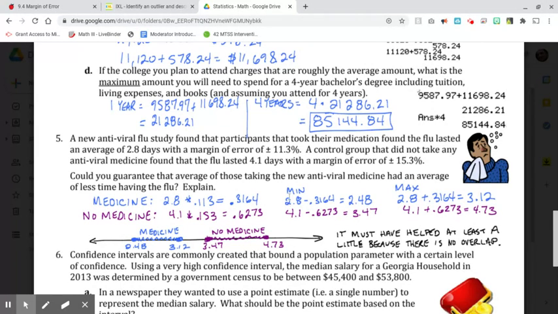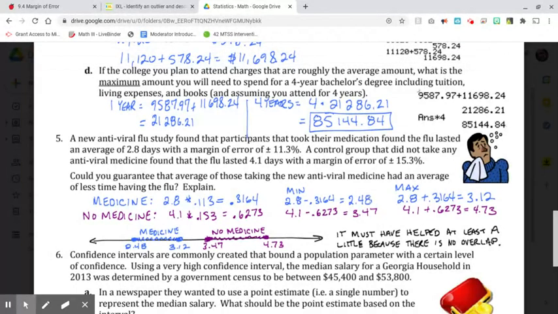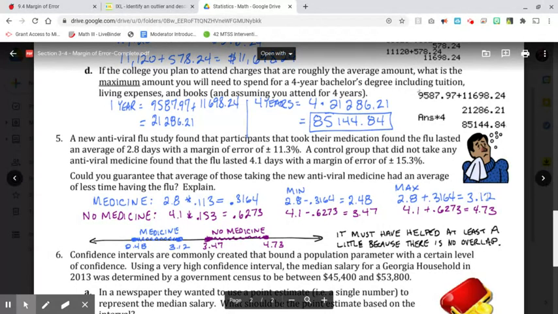So to find the smallest amount of days it could take, we'll do 2.8 minus that number, and we'll get 2.48 days. That's the lowest it could take to get over the flu. And the highest is to take 2.8 and add that number, and you get 3.12 days. So if you took medicine, it's going to take you somewhere between 2.48 and 3.12 days to get over the flu.